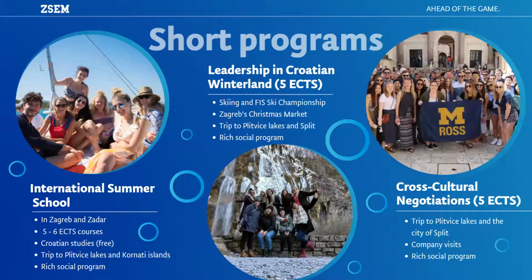We also have short programs. One of the most popular short programs is the International Summer School, which is held in June and July. It's held in Zagreb, which is the capital, and Zadar, which is a city on the Croatian coast. As a part of this program, we also organize field trips to Plitvice Lakes and the Kornati Islands, and we also have a very rich social program.